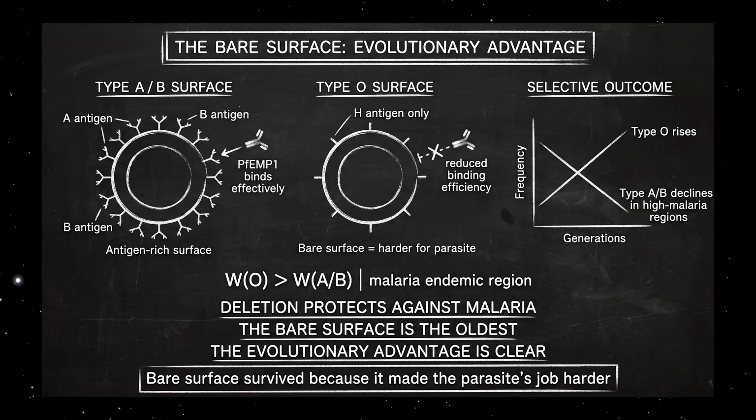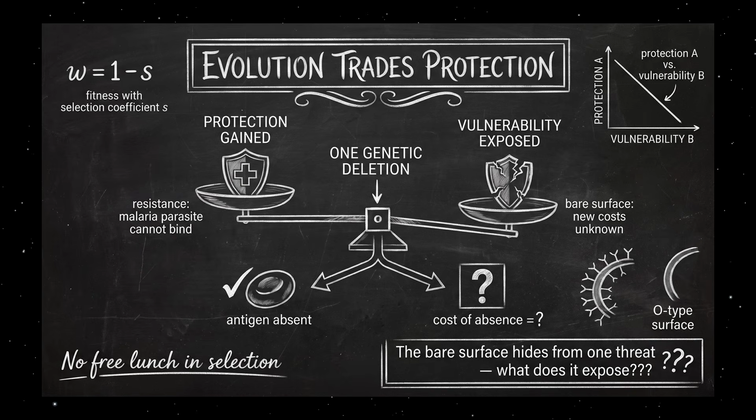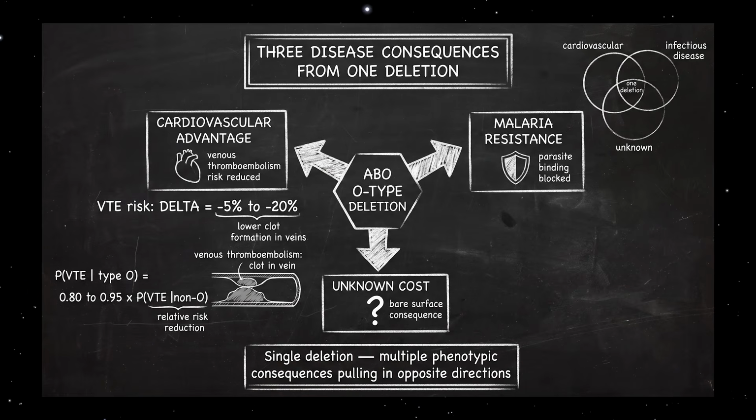Deletion protects against malaria. The bare surface is the oldest. The evolutionary advantage is clear. But evolution trades. Protection against one threat is purchased at vulnerability to others. The bare surface that hides from the malaria parasite exposes something else. What does the bare surface cost? 3 disease consequences pulling in different directions from one deletion.